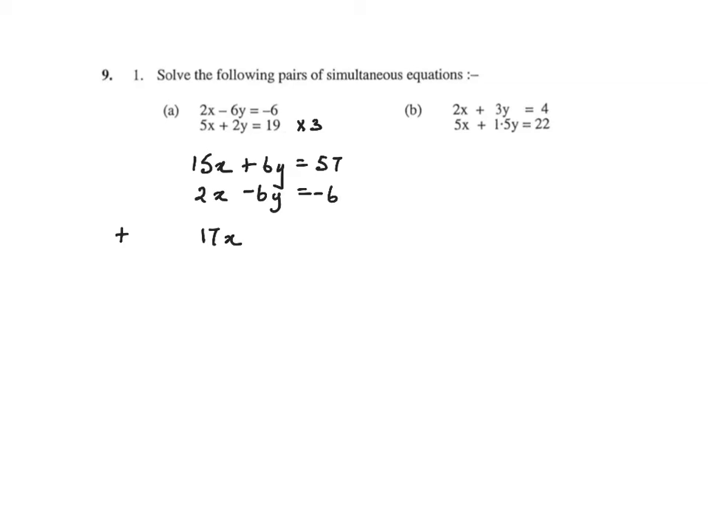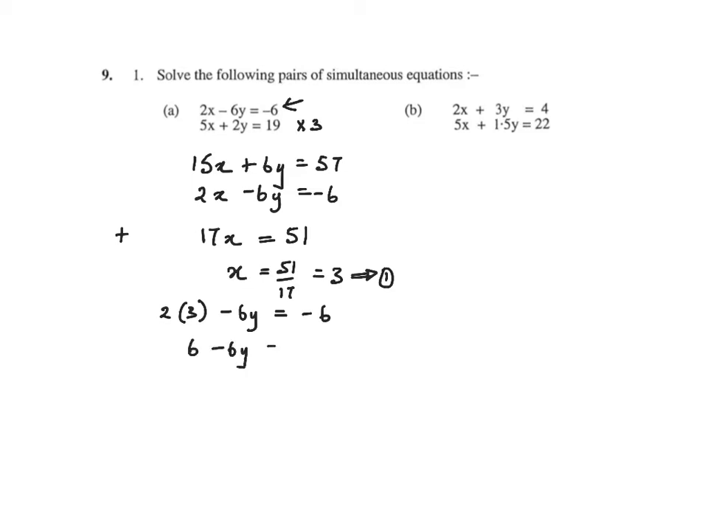17x plus 0y, and that is equal to 51, and x then is 51 over 17, which is 3. I'm going to substitute that back into the very first equation, this one here. So 2 lots of x, 2 lots of 3, minus 6y equals minus 6. 6 minus 6y equals minus 6.